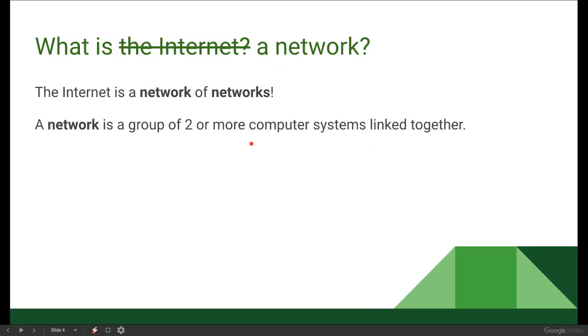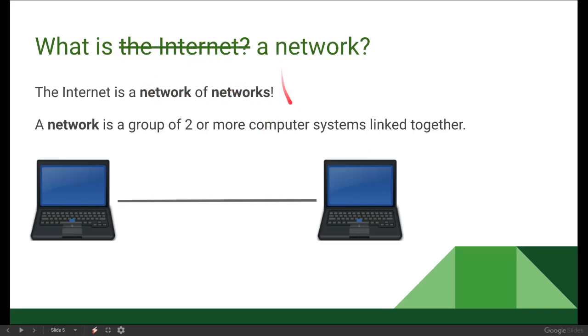A network is a group of two or more computer systems that we have linked together. So we're linking them together so that they can communicate with one another. So if I have two computers and I want to send a smiley face from the computer on the left to the computer on the right, I can use that connection. Boom. Computer on the left sent a smiley face from the left to the right.